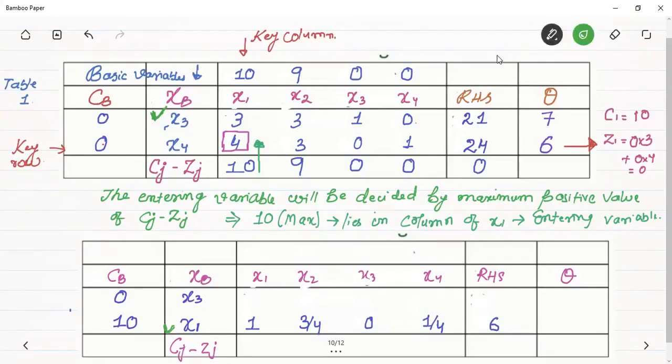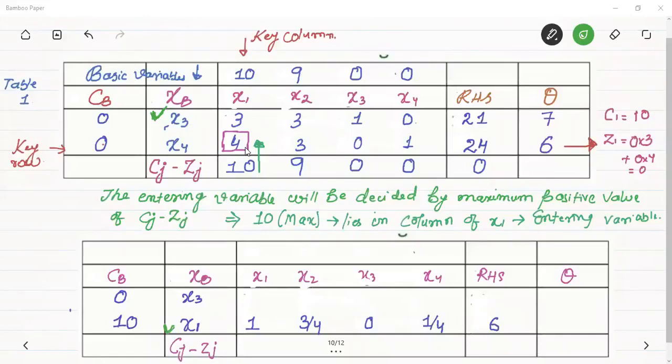So x3 can be reduced by 3 times x1. Very good, excellent. Once from the first table we decided the entering variable and the leaving variable, the entering variable is x1 and the leaving variable is x4.